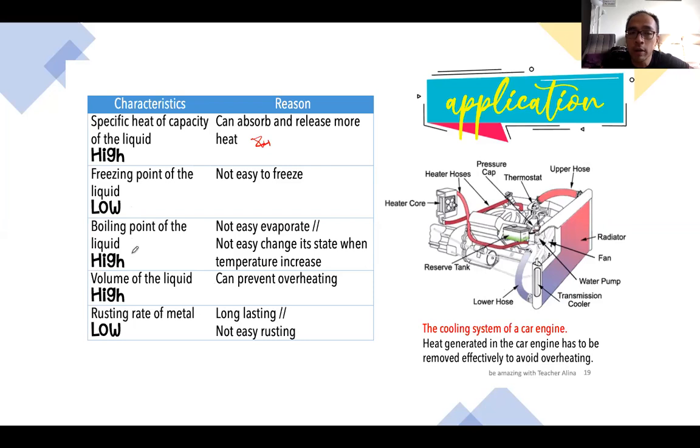We need more liquid. Volume of the liquid should be high so that you can prevent overheating. And then in this case, you want the rusting rate, kadar pengaratan. Okay, the rusting rate of the metal should be low so that it doesn't rust easily. Okay, because we're using a lot of water in the engine, so we want all the metals here kan untuk tidak berkarat dengan cepat. Okay, we don't want it to be kena sedikit air terus berkarat. Okay, then there's no point.